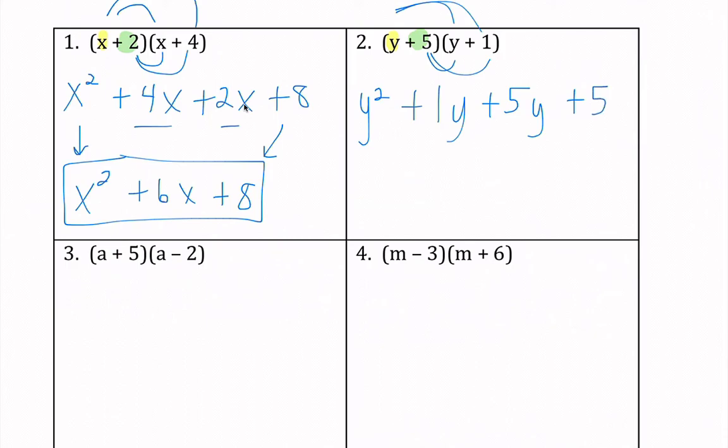So now that I've done that, I need to combine my like terms. I have y's here and here. My y squareds drop down. 1y plus 5y is going to give me a positive 6y's. And I can't forget to drop that plus 5.